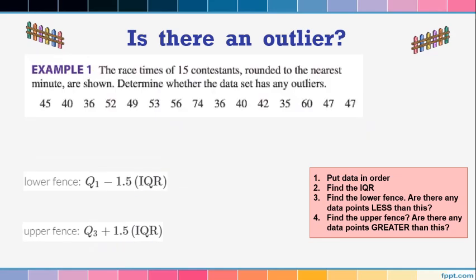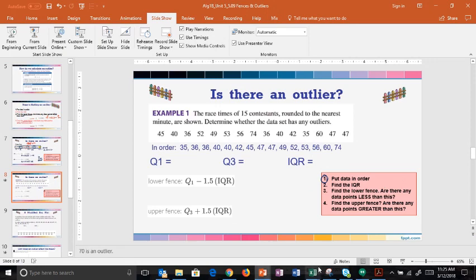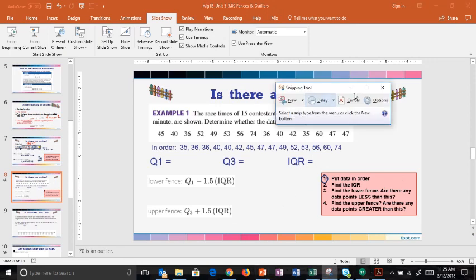Okay, so I have a second example here. It says the race times of 15 contestants rounded to the nearest minute are shown. We want to determine whether the data set has any outliers. So remember that first step whenever we are trying to find an outlier is to put that data in order. So luckily I have that for us already. And since I did the first one by hand, I'm going to go ahead and do this one in the calculator.